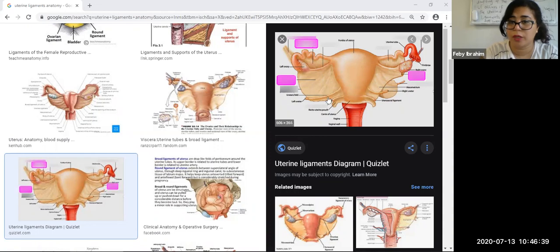Look here how it's between these folds of peritoneum. We have the ligaments. You see this one also, and between them the ureters. Look here, this is the left ureter and the right ureter between the double fold of peritoneum. We have also the ovarian ligament. We are going to talk about this one.